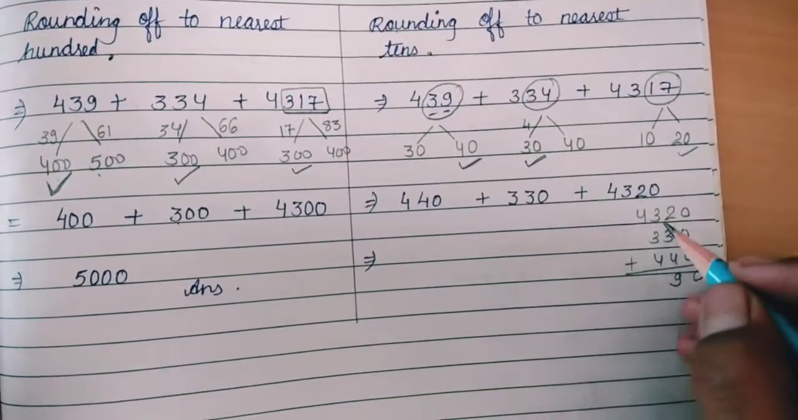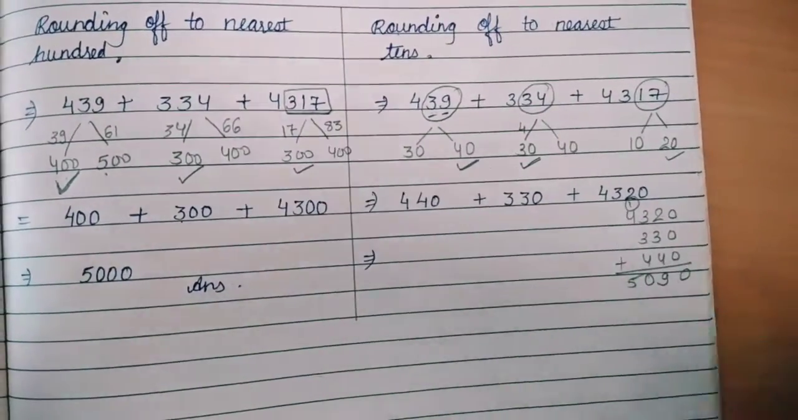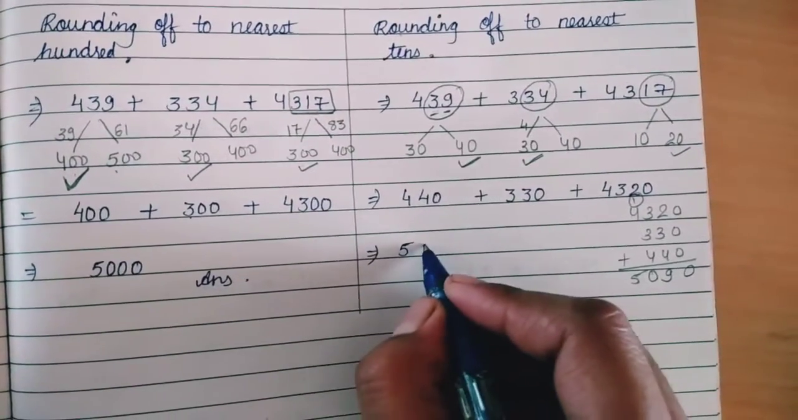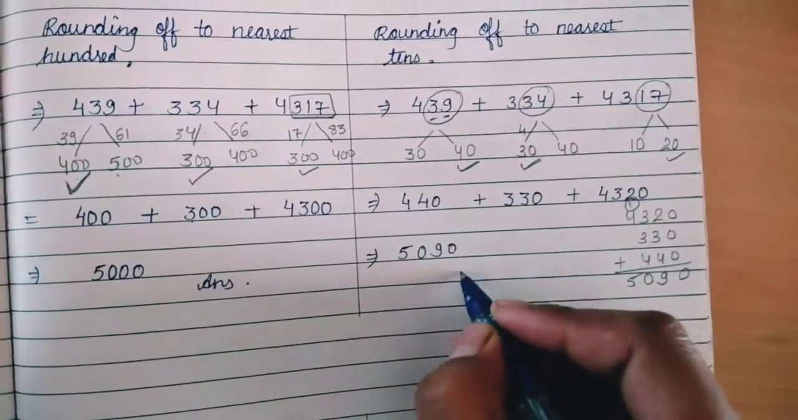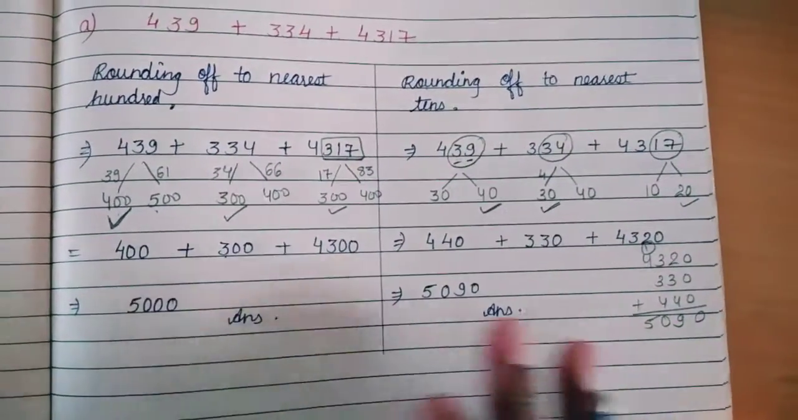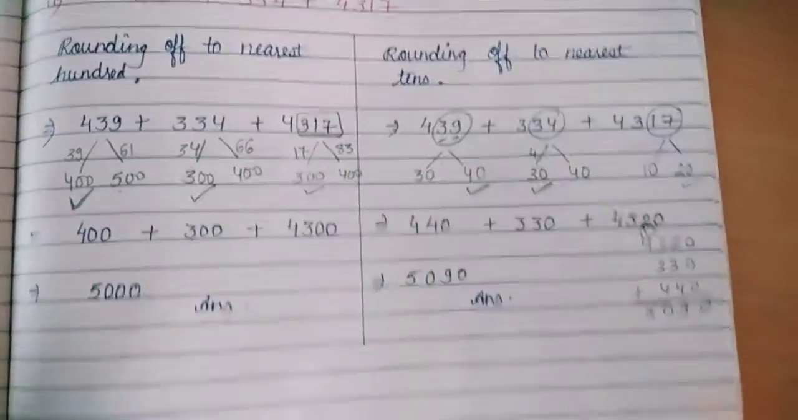4 plus 3, 7 plus 3, 10. And 4 plus 1 is 5. So the answer after estimating according to the tens place is 5090, which is the answer. So these two methods we have to follow in the remaining questions that you can see.